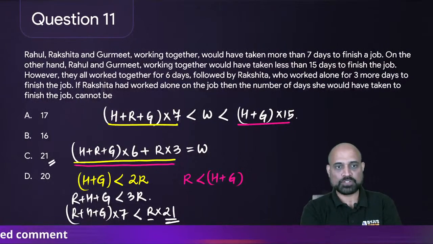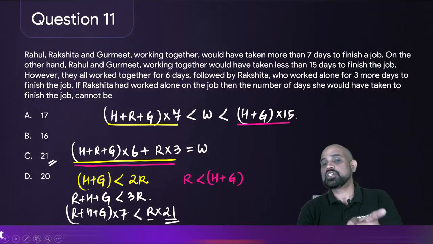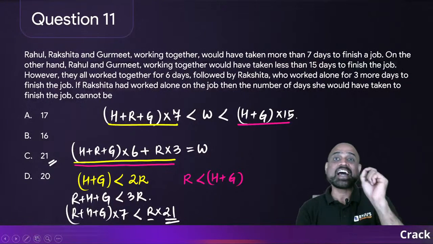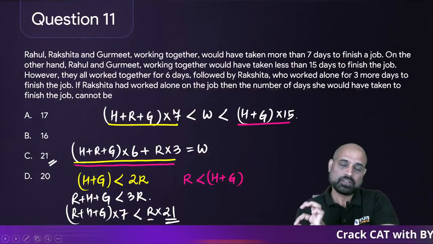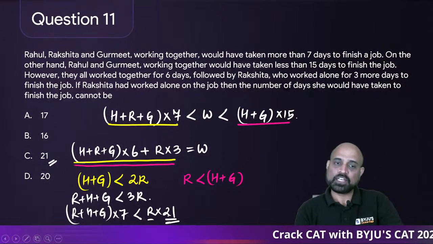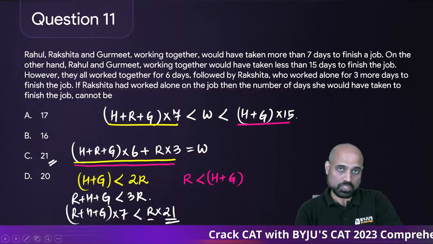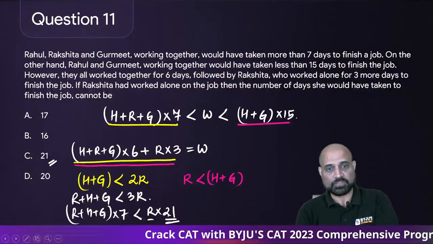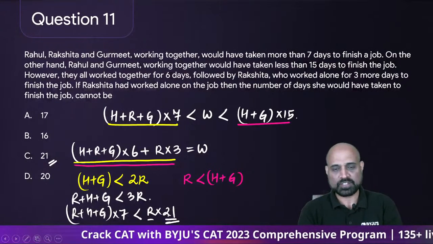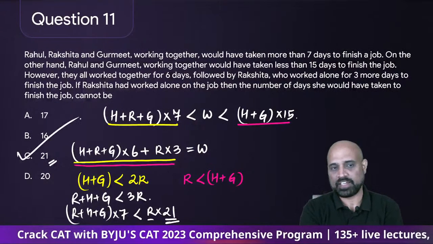We have the option 21. If this were not it, we would take the next one. That would have given us the minimum R would take. So thankfully we started with the left hand side and we got R into 21 is going to be the work, which should be more than that. So 21 she can't take, so the answer is going to be C.